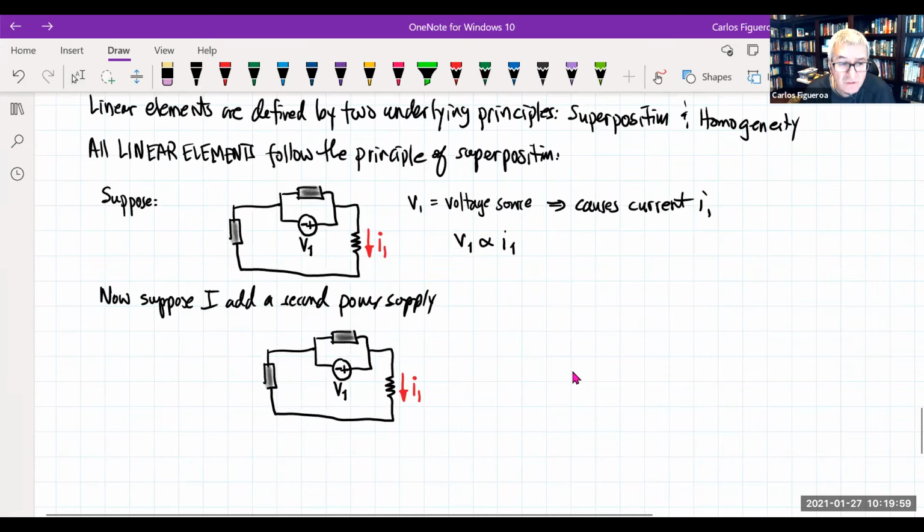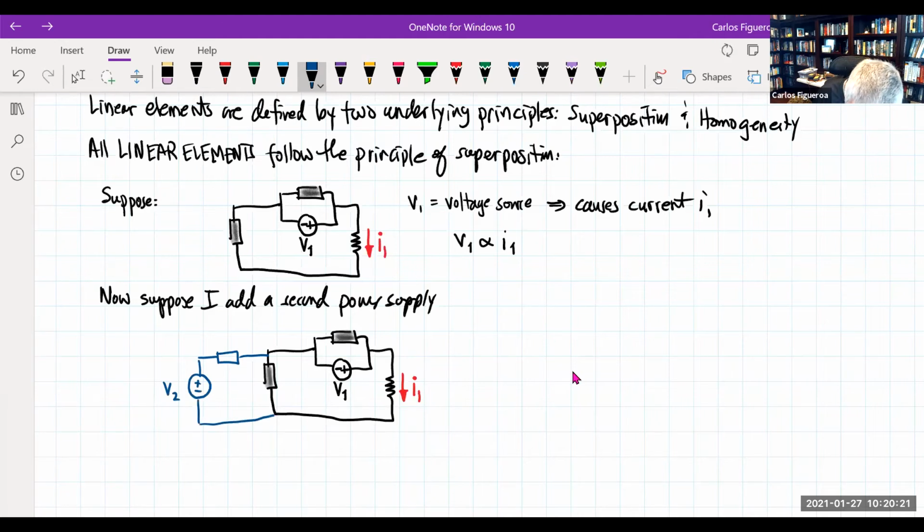Look at what I'm going to do now. I'm going to add another piece to this circuit. To complicate it, I'm going to add another element, and now I'm going to add another power supply, V2. So what you're seeing here is that it looks like this.